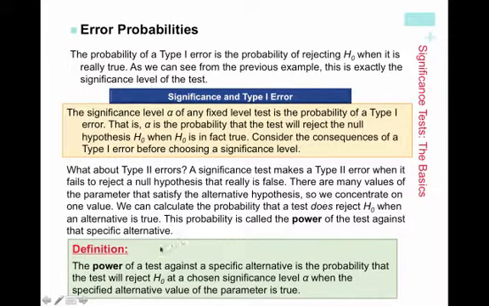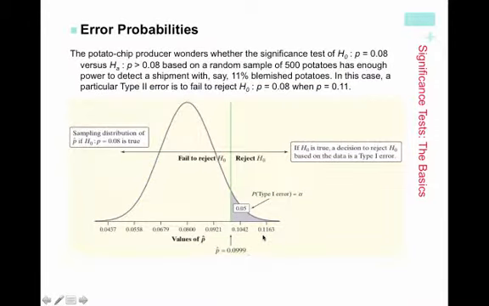So the power of a test is the probability that the test will reject the null at a chosen significance level alpha when the specified alternative value is true. So what does that look like? Well, we're going to go back to our potato chips. We've got our null hypothesis, our alternative hypothesis still. We've got a random sample of 500 potatoes. We're wondering, will there be enough power to detect a shipment that has 11% blemished potatoes?